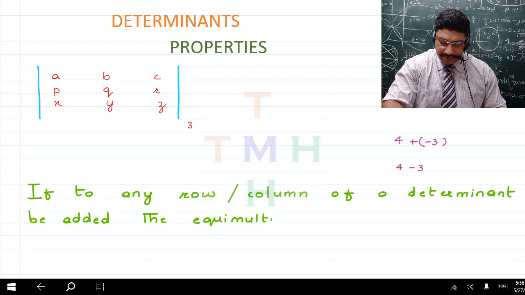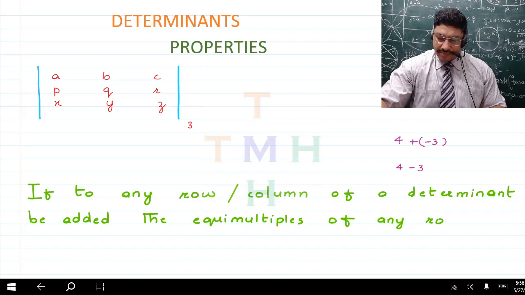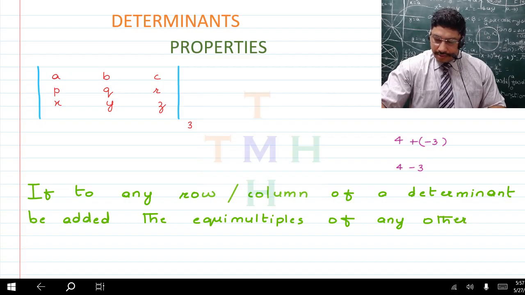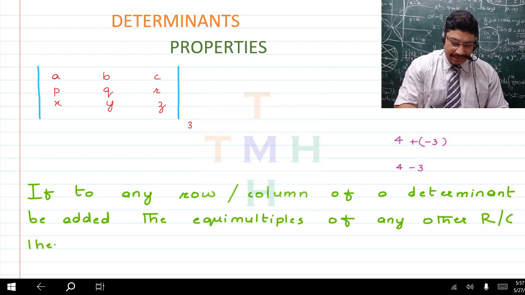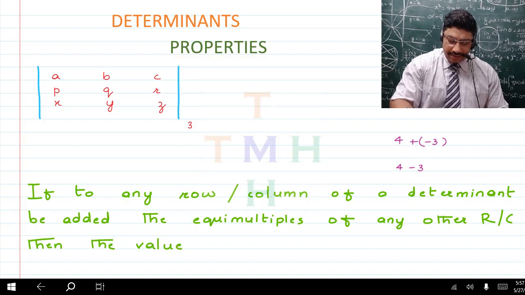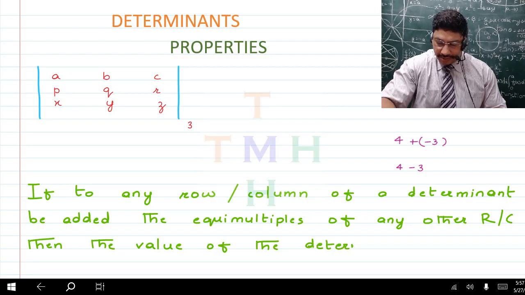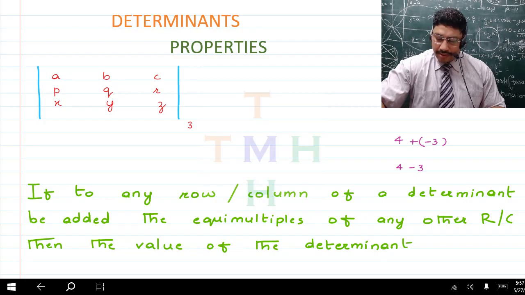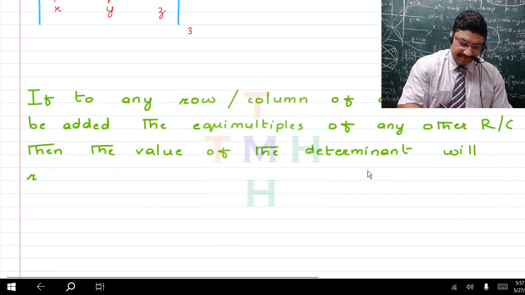Equimultiples of any other row or column, which I'm abbreviating to be capital R or capital C, then the value of the determinant, which we normally write to be capital D, will remain what? Unchanged, right?